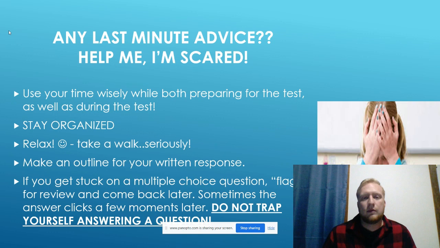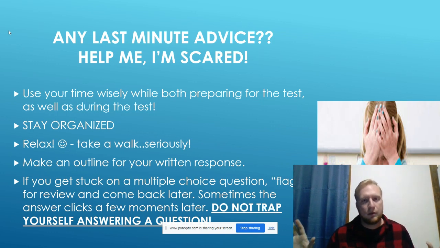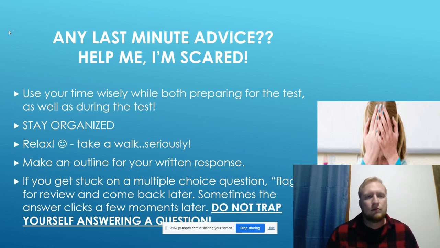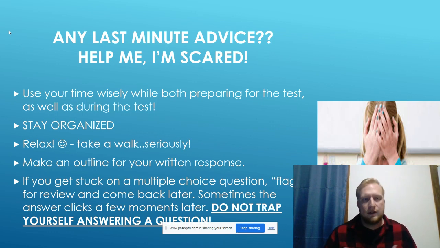Use your time wisely when you're preparing for the test and especially during the test. This test is a long time. So you sit down and think you've got all the time in the world, but that's also a written response, so keep that in mind. That takes a while. Stay organized. You've got to stay organized when you are studying for this, but especially when you are doing your written response. That's the most important part.